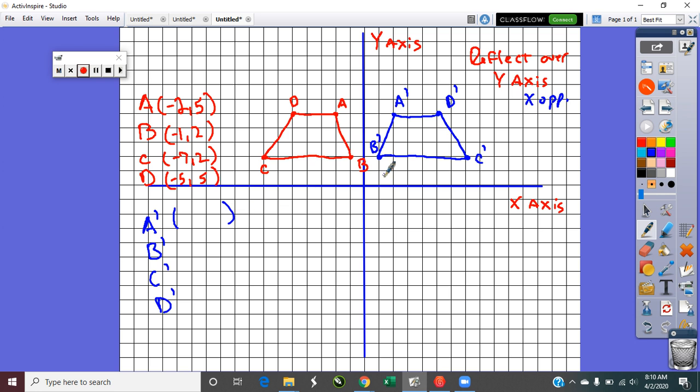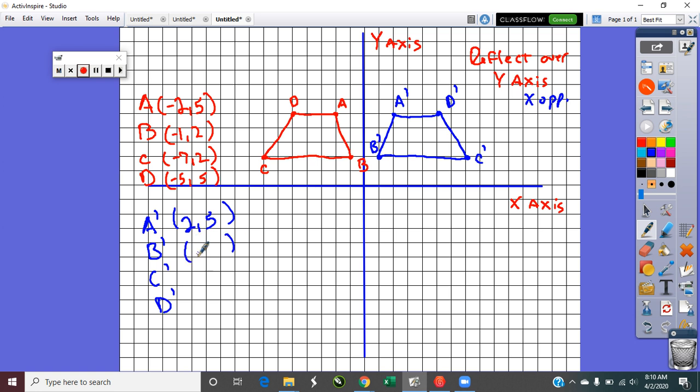Okay, so what are my new coordinates of A? Now I'm over 2, up 5. So if you notice, just like I said, if I am reflecting over the y-axis, my x is opposite. So I still have a 2 and a 5, but this 2 is no longer negative like it was in the first one. It's just the opposite. So that's why it's 2, 5.